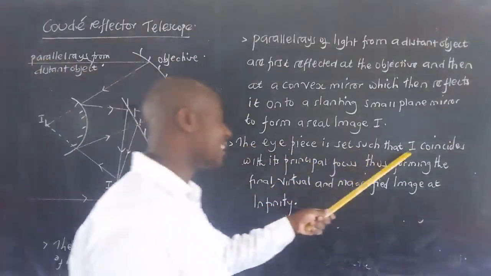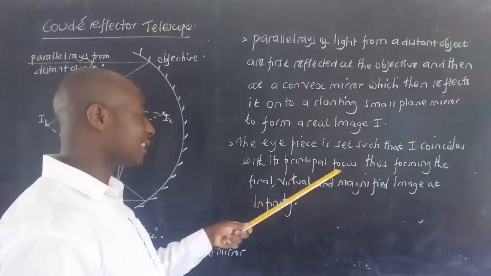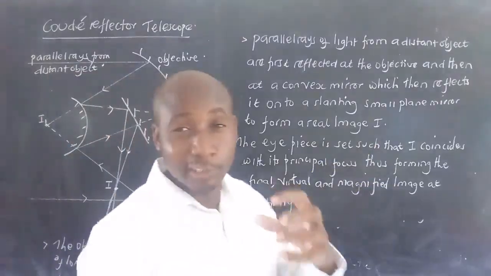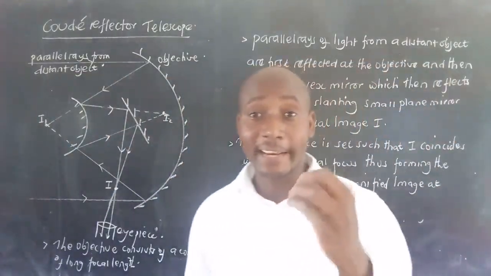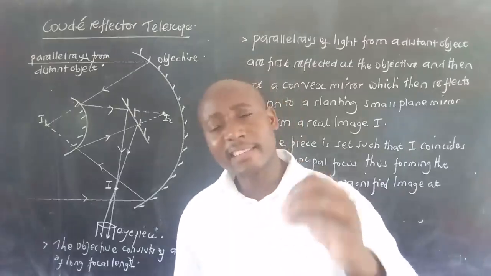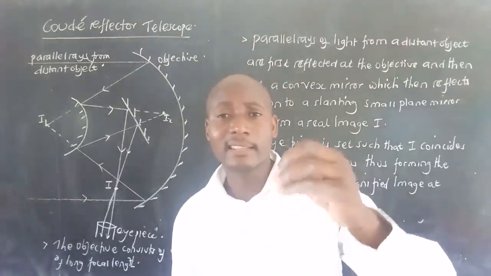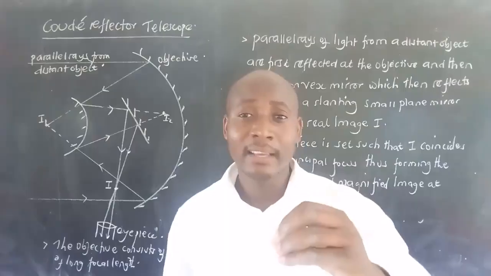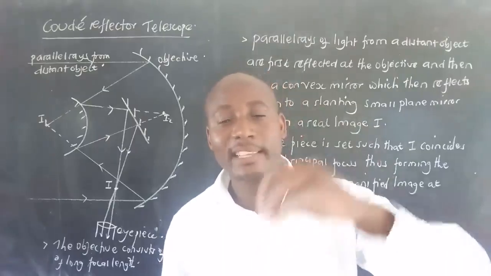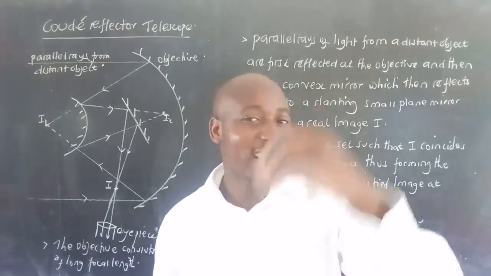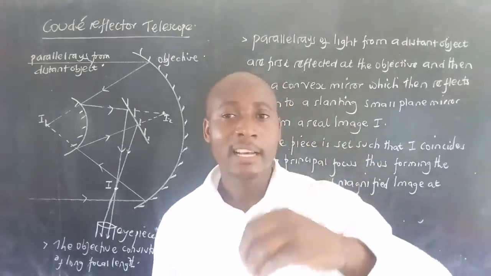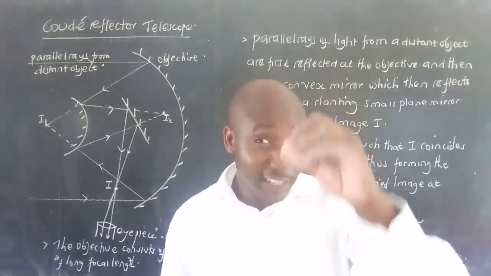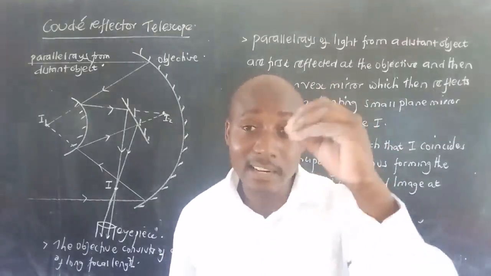The eyepiece is set such that I coincides with its principal focus, thus forming the final virtual and magnified image at infinity. Of course, we know that when an object is placed at the principal focus of a lens, the image is formed at infinity. That's the reason why we say that this eyepiece is adjusted, or set, in such a way that the image coincides with its principal focus. If the image coincides with its principal focus, then the eyepiece forms the final image at infinity, which is magnified and virtual.